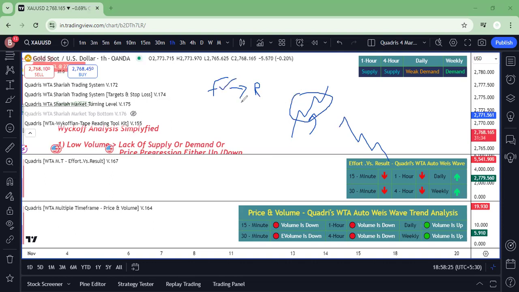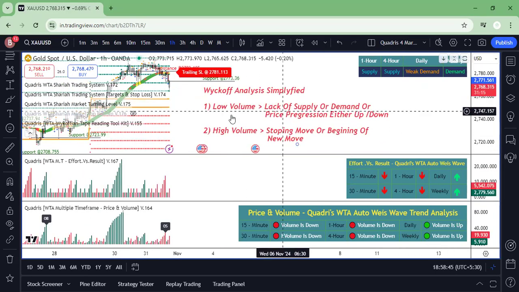So now, this responsive kind of analogy is something which resonates with Wyckoff also. What Wyckoff did is, in a simplified manner, in two bullet points.